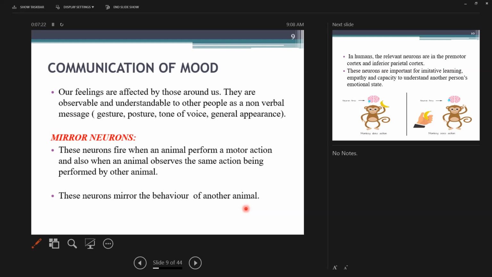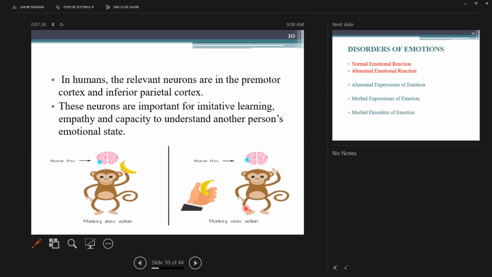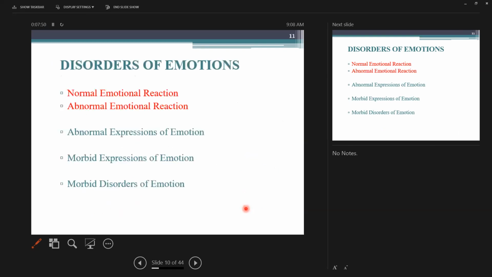They found some neurons in the premotor cortex of these monkeys. These neurons fired when an animal performed a motor action, and also when an animal observed the same action being performed by another animal. So basically, these neurons mirror the behavior of another animal. In humans, the relevant neurons are found in the premotor cortex and the inferior parietal cortex. These neurons are important for imitative learning, for empathy, and the capacity to understand another person's emotional state.